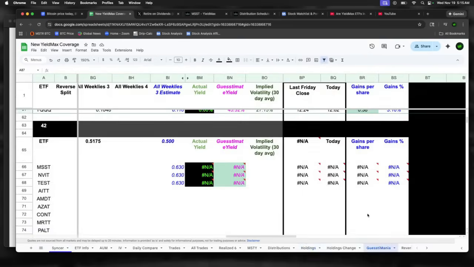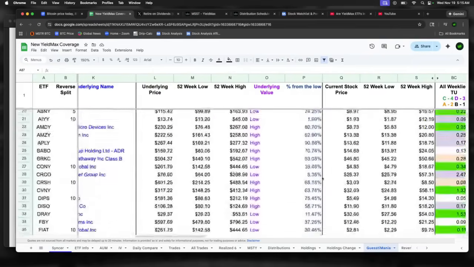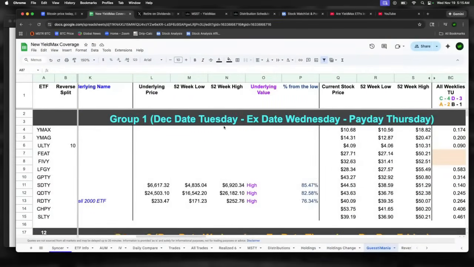And now you can see I did add them to Guestamania. So they're going to be down here. Again, we got 3 groups. We got group 1: dec date Tuesday, ex date Wednesday, payday Thursday.